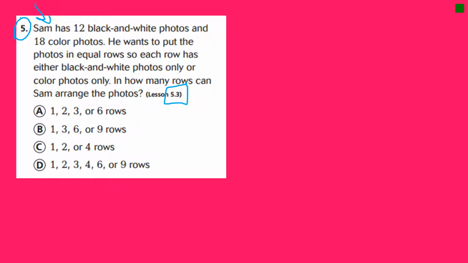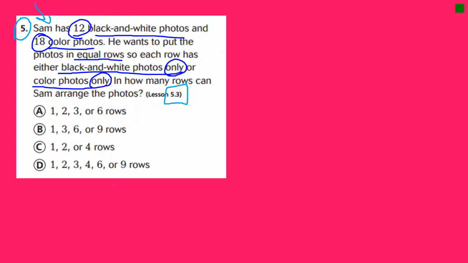All right, so let me go back and look at this problem. He's got 12 black and white photos, 18 color photos. He wants to put them in equal rows, and the rows can either have black and white only or color photos only, okay? So he doesn't want the photos mixed up. He wants a row of black and white and then another row of color photos only, okay? So in how many rows can Sam arrange the photos?